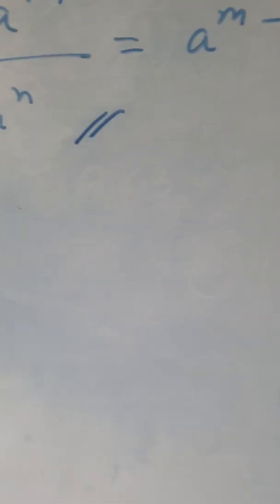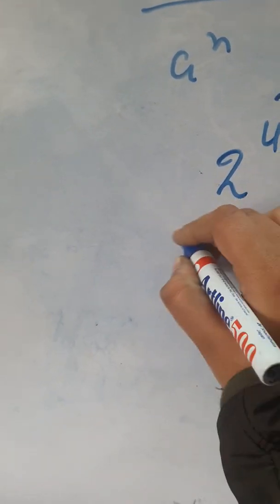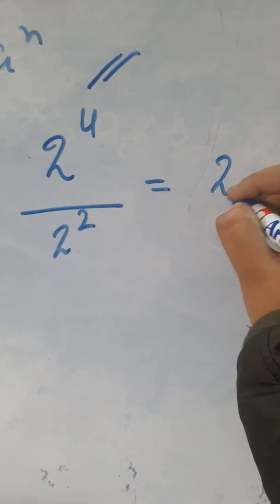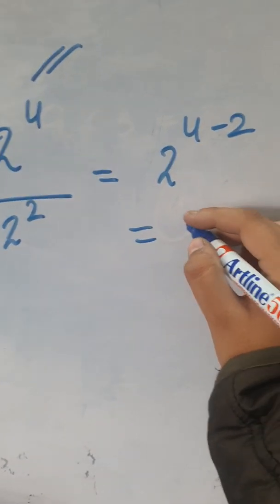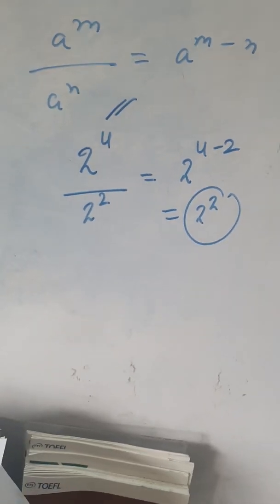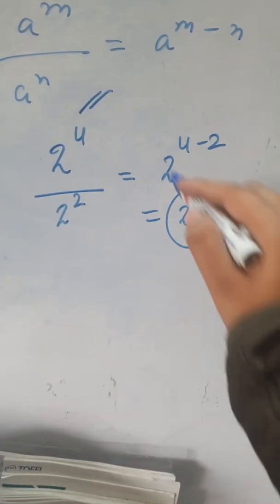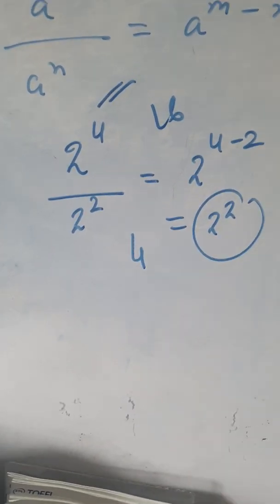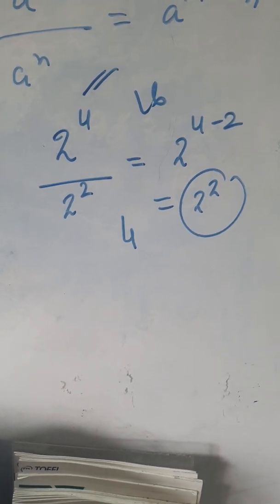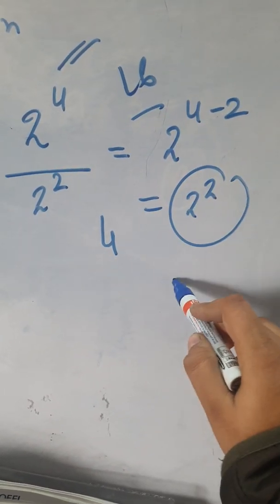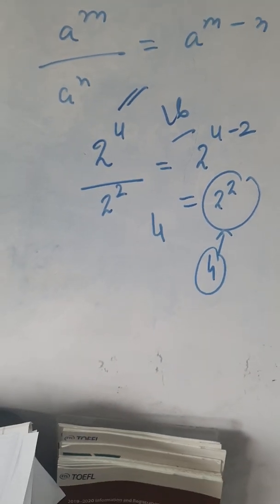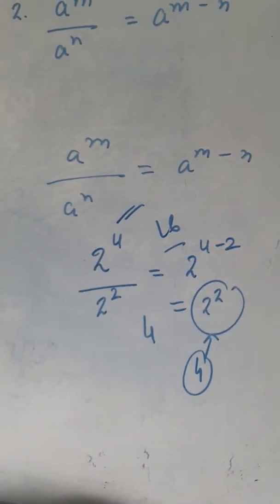Let's verify. Let's say it is 2 to the power 4 upon 2 to the power 2. So this becomes 2 to the power 4 minus 2, so 2 to the power 2. 2 to the power 4 is 16, and 2 to the power 2 is 4. So 16 by 4 gives you 4, which is equal to this, hence verified. Above I have written this as well.